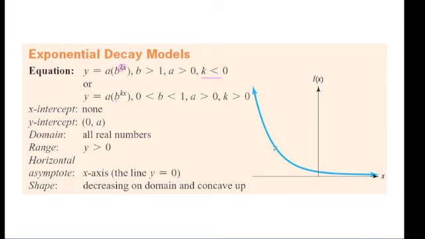There's still no x-intercept because the x-axis is an asymptote. The y-intercept is still (0, a). The domain is all real numbers, and the range is y greater than 0, so 0 to infinity. The horizontal asymptote is the x-axis, and it's still decreasing on the domain, and still concave up.